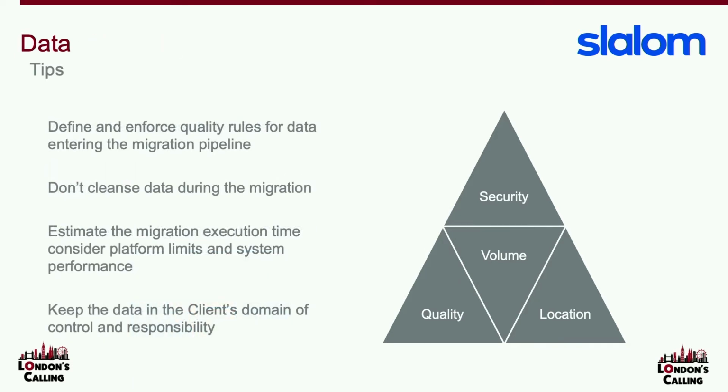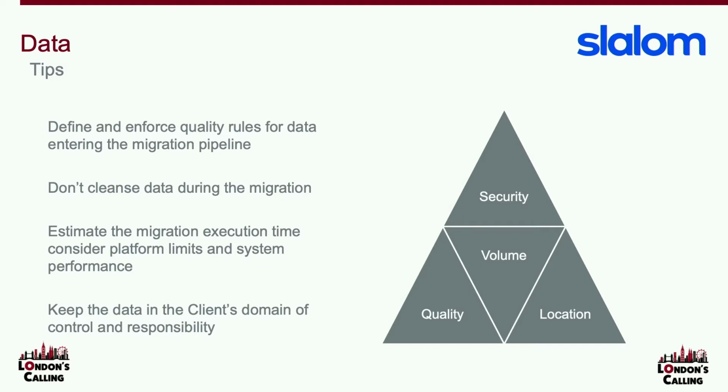So, to summarise then on data, our first main feature of a data migration, we want to define and enforce our data quality rules for everything coming into the pipeline. Don't cleanse the data during the migration. Estimate our migration execution time and consider our platform limits and system performance. And if possible, keep the data in the client's domain of control. That will simplify things, certainly legally, if they remain the data processor.